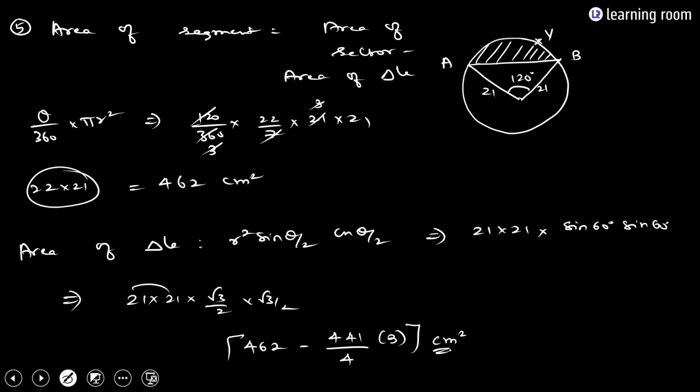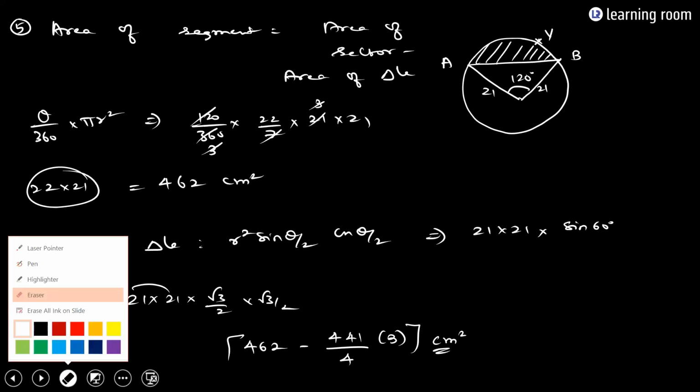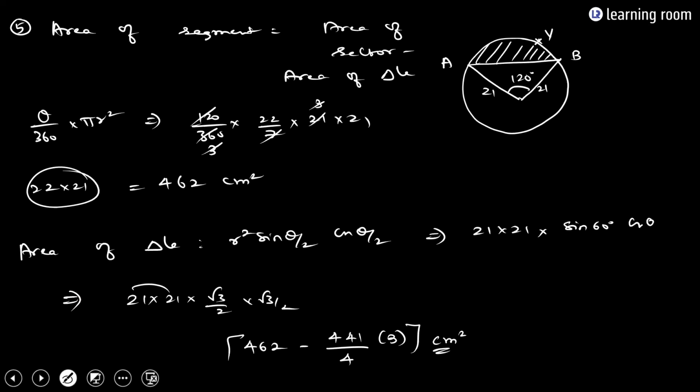I think there is a mistake in the problem. Oh, sorry, it is my mistake. It is r cos theta by 2, no? So it is cos 60. So cos 60 is going to be half. So it will be 441 root 3 by 4 centimeters square. So this will be the answer.